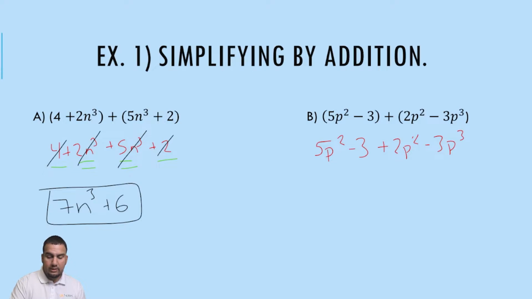I'm going to go with the same concept, which is I'm going to combine like terms. So I see a p squared. I'm going to look for another p squared. It's right here. I see a minus 3. I'm going to look for another minus 3, but I don't see any. So it's only going to be that.